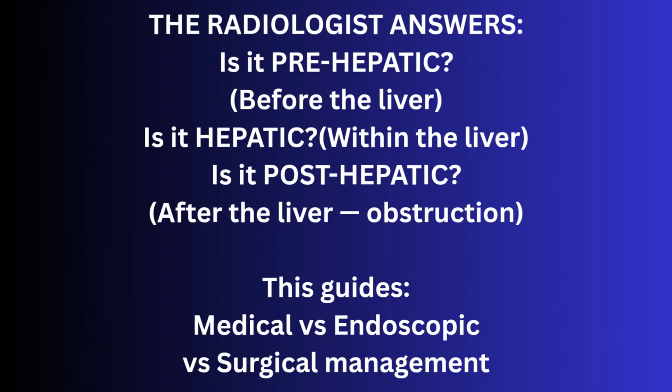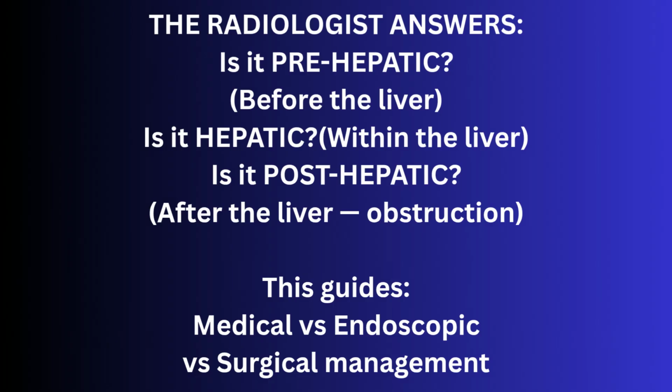my job is to answer three questions. Is this pre-hepatic, meaning the problem is before the liver, usually excess bilirubin production from haemolysis? Is this hepatic, meaning the problem is within the liver itself, it is hepatocyte damage? Or is this post-hepatic, meaning there is an obstruction to bile flow after the liver?